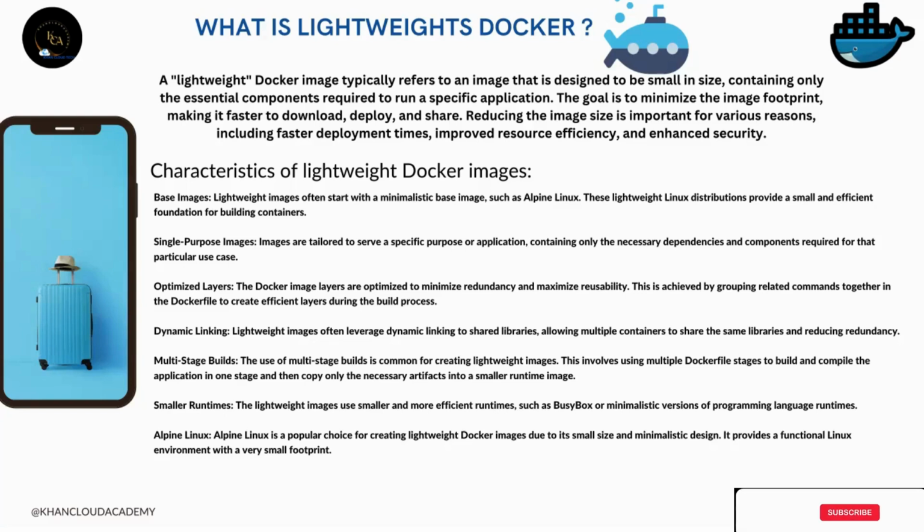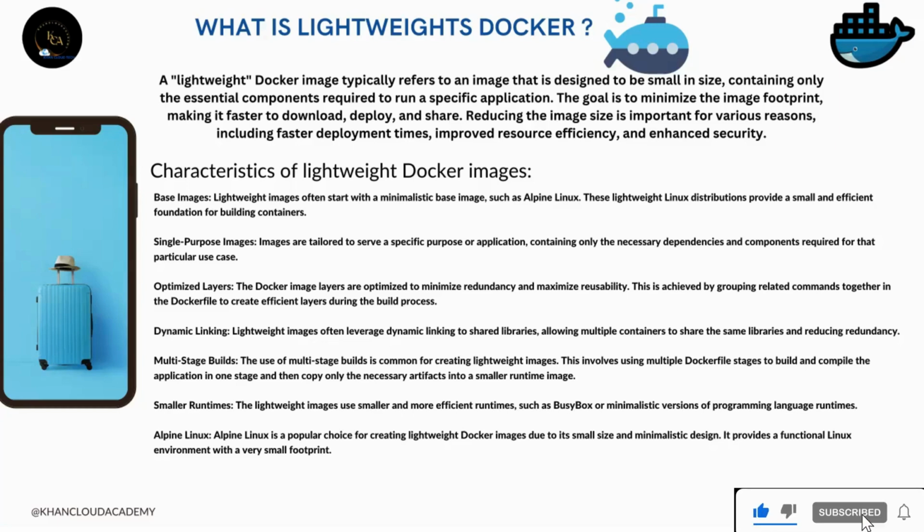Optimized layers: the Docker image layers are optimized to minimize redundancy and maximize reusability. This is achieved by grouping related commands together in the Dockerfile to create efficient layers during the build process. Dynamic linking: lightweight images often leverage dynamic linking to shared libraries, allowing multiple containers to share the same libraries and reducing redundancy. Multi-stage builds: the use of multi-stage builds is common for creating lightweight images. It involves using multiple Dockerfile stages to build and compile the application in one stage and then copy only the necessary artifacts into a smaller runtime image.